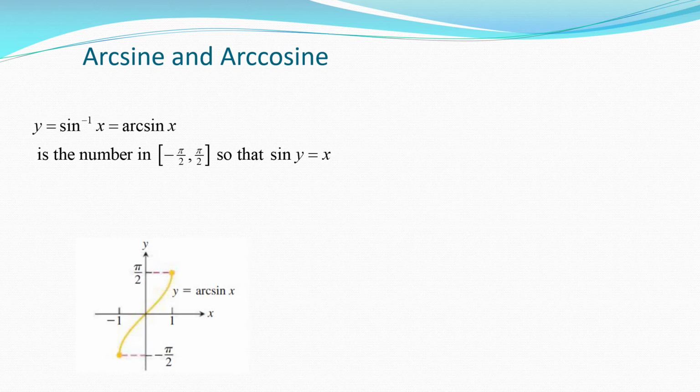Now this is the graph of the inverse sine. We know the graph of the inverse sine because the graph of the inverse sine and the graph of the restricted sine are mirror images in the line y equals x. From this particular picture, you automatically can tell that the domain is from negative 1 to 1 and the range is from negative pi over 2 to pi over 2 inclusive.